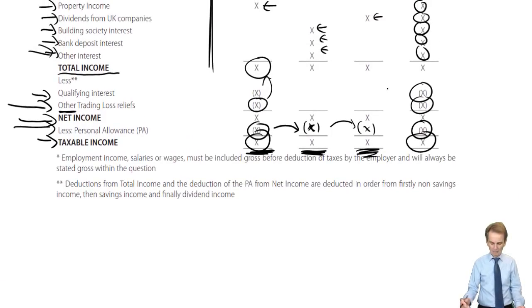Finally, down the bottom here, we spoke about employment income and having tax deducted on it through the pay-as-you-earn system. Again, more of that later, the PAYE system. But any employment income that you get will always be included gross, i.e. before the deduction of the tax at source, the PAYE, and it will always be stated gross within the question. So any salaries you get will be gross salaries.